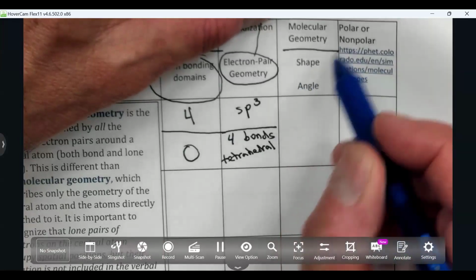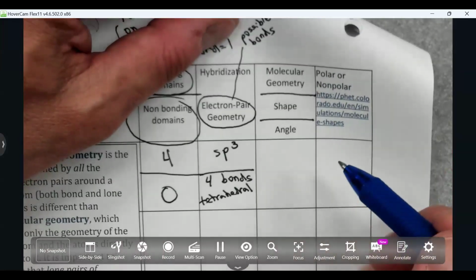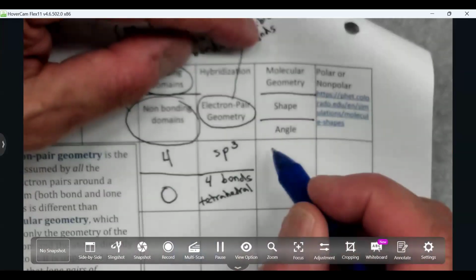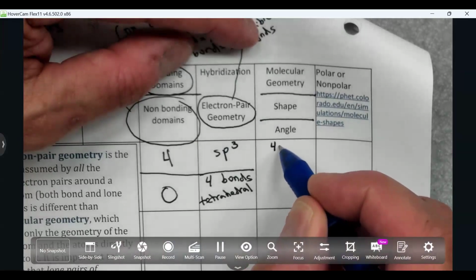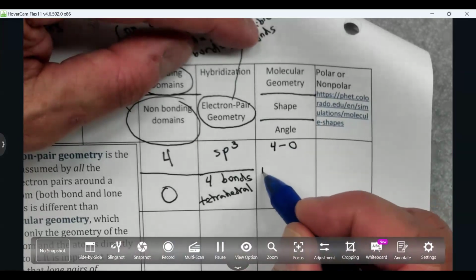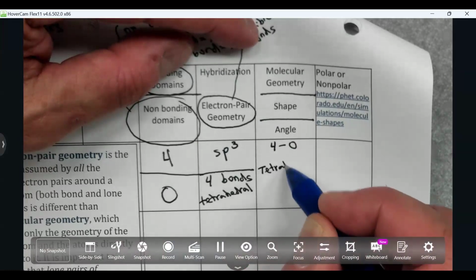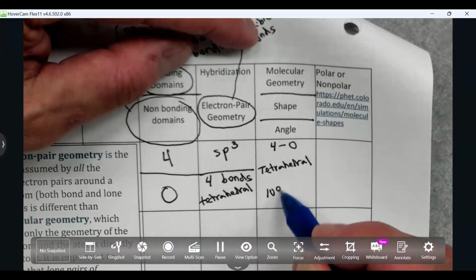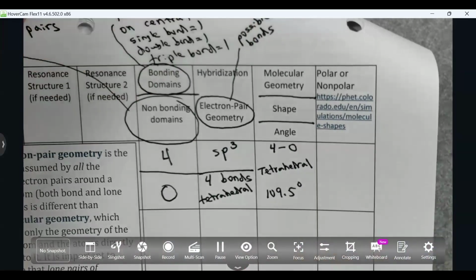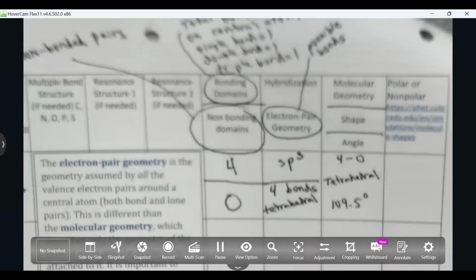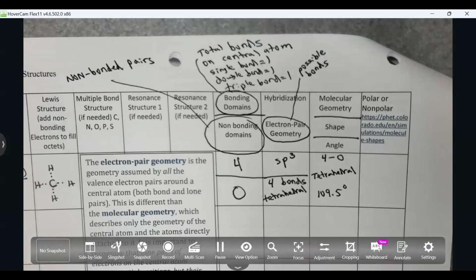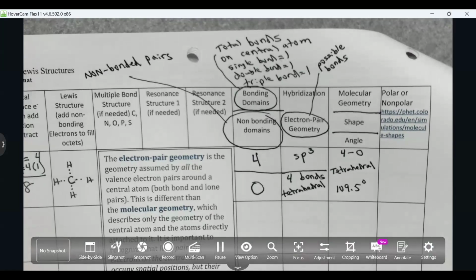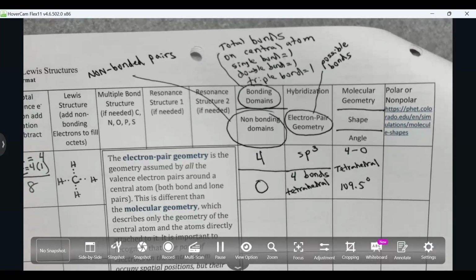Now I have molecular geometry, shape, and angle. So my molecular geometry is this 4-0. That shape is tetrahedral as well, and my angle is 109.5 degrees. All right, let's do the next one.